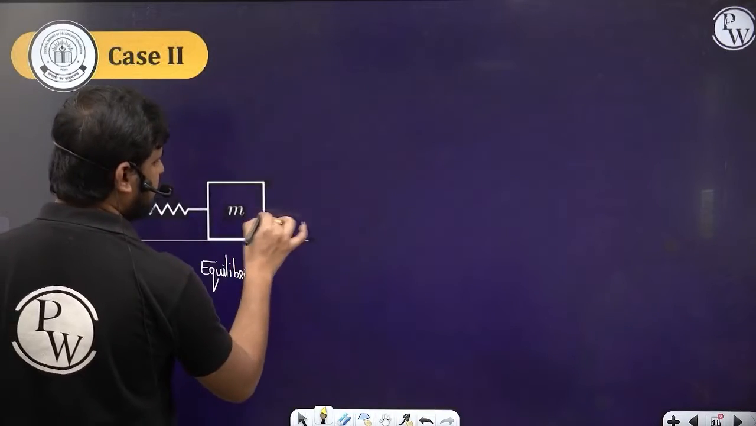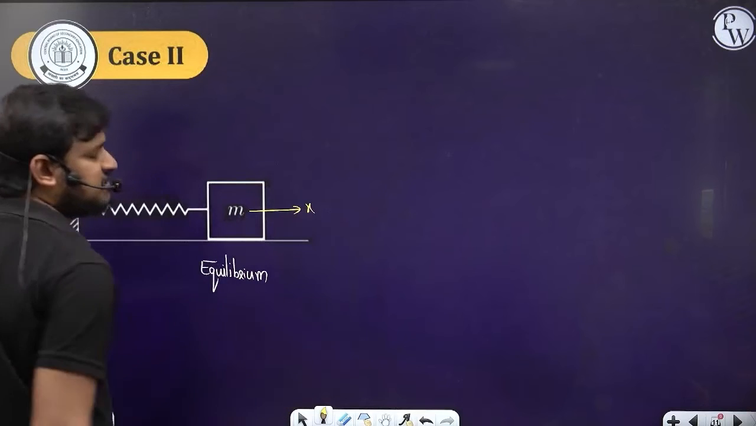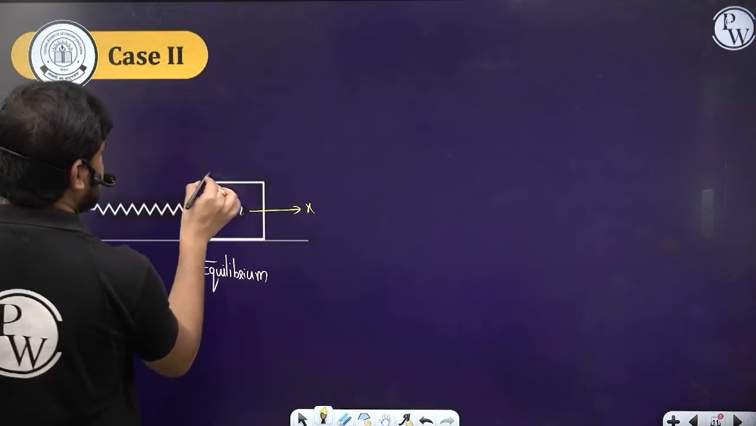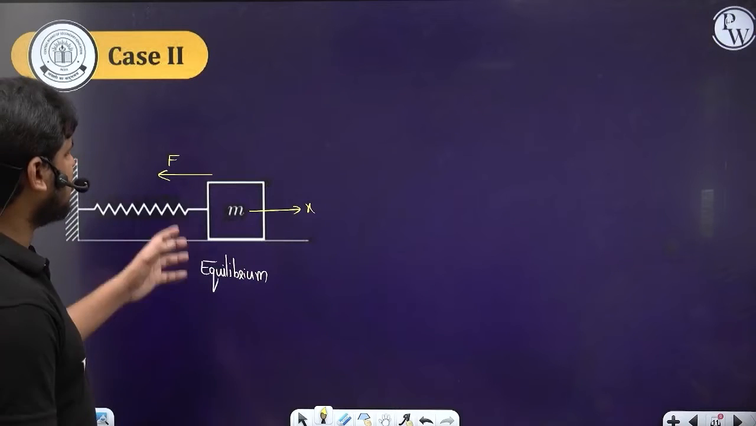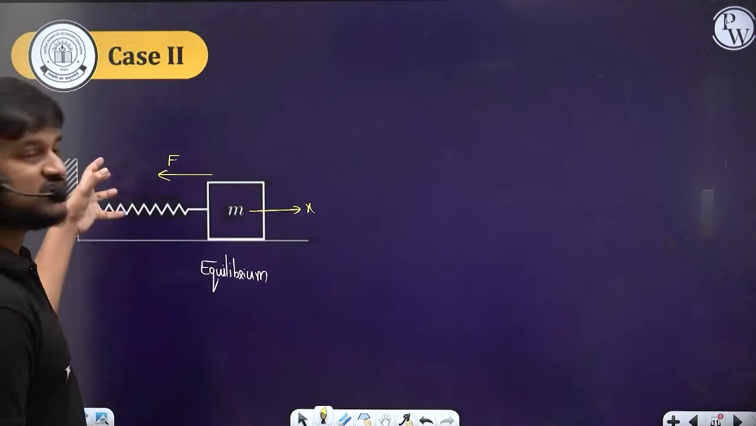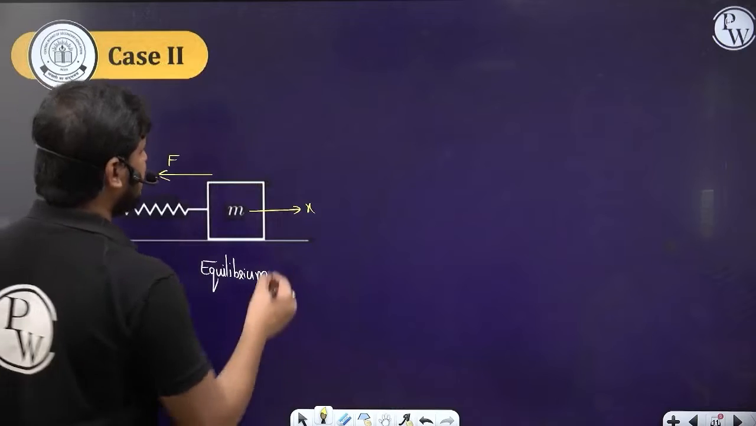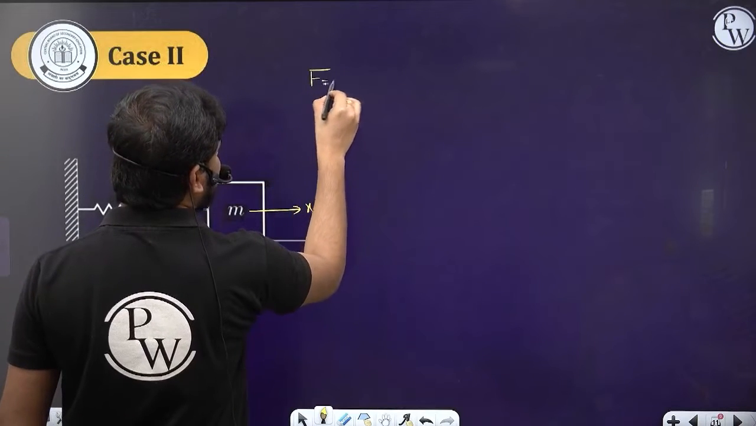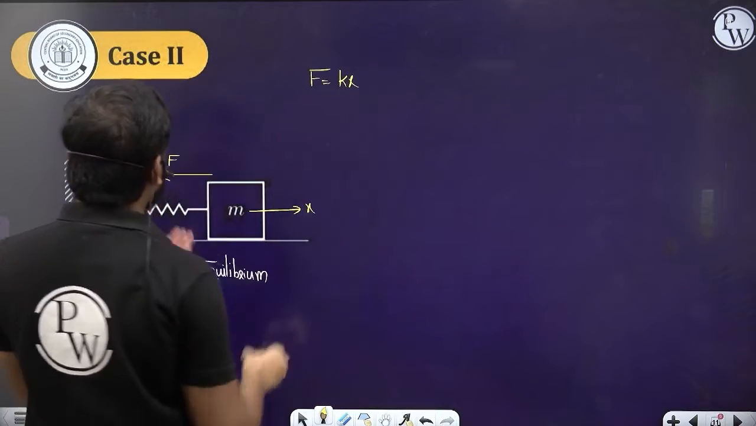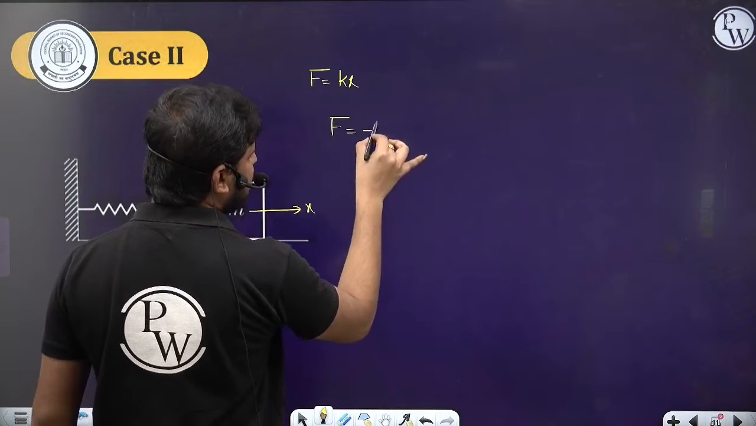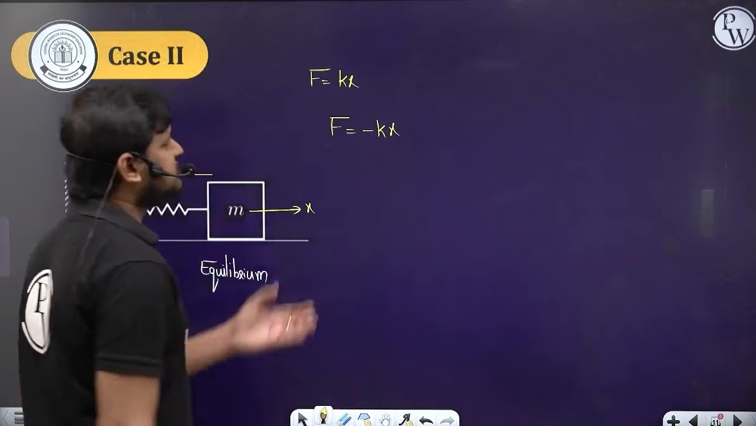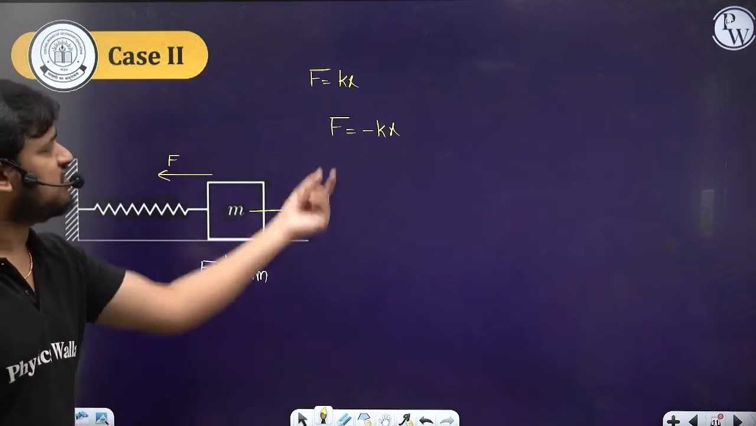So this is the mean position. Let's say if you displace it by some x, then what happens? Here the spring force will act. What is that spring force? If you displace it by x, the spring force that acts towards the mean position is kx. As the force and displacement are in opposite directions, I can write F is equal to minus kx. So in this case also I got k only.